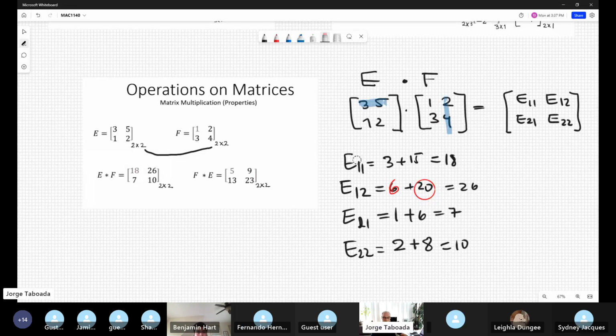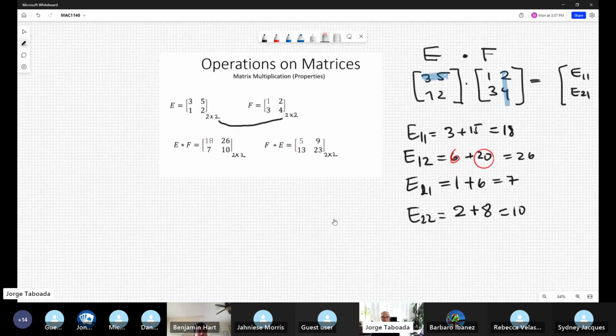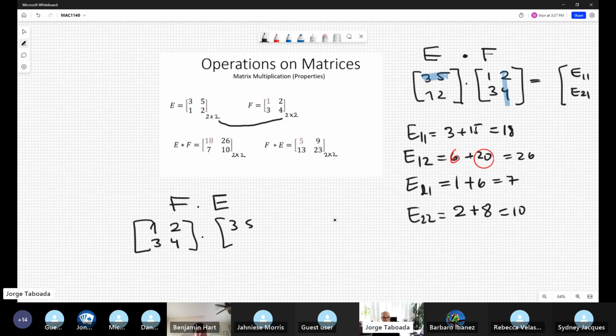Okay, cool. Do you consider it necessary to do the other one? Okay, I consider it yes. So let's do it now, the multiplication. I change the order, look at that. I change the order. And now I want to multiply F times E. Who is F? F is 1, 2, 3, 4. That one. Multiplication, 3, 5, 1, 2.